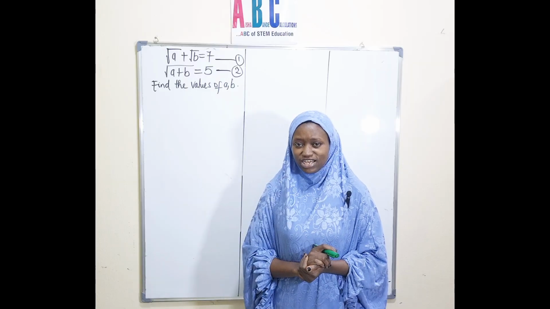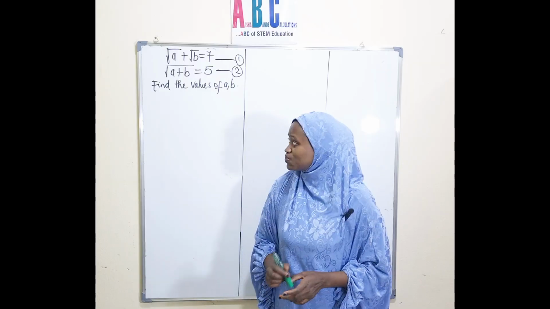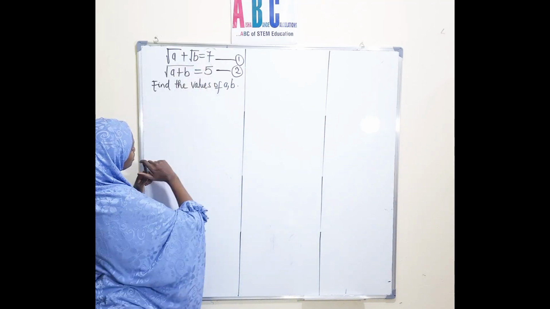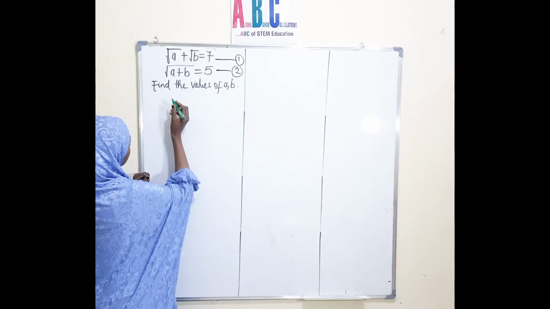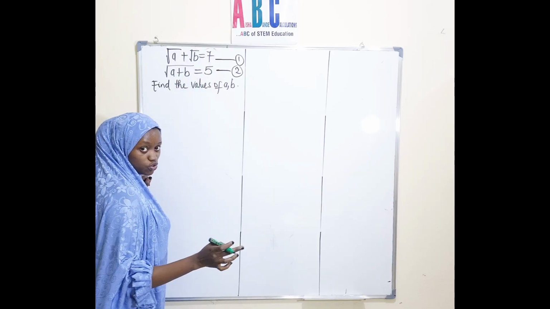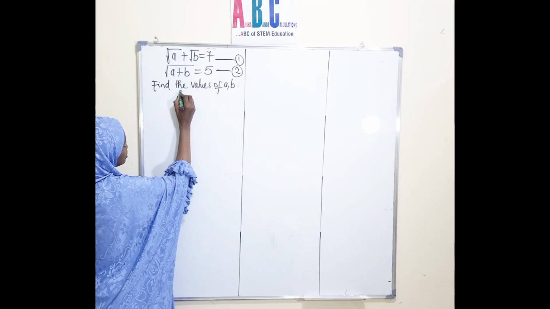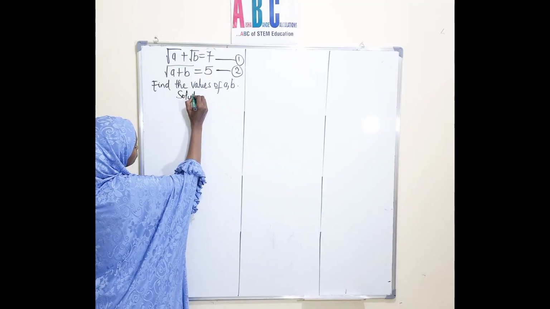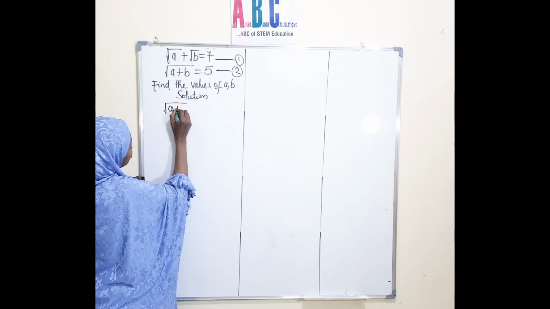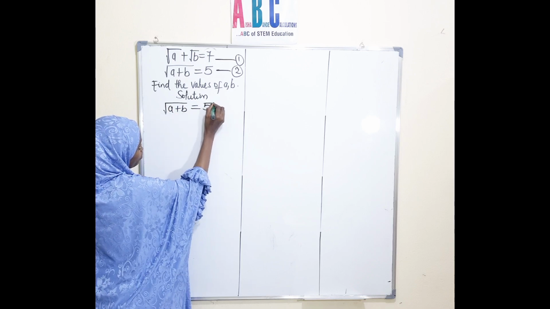Now let's get started. Let's solve this beautiful question on the board. Square root of a plus square root of b is equal to 7, right? And square root of a plus b is equal to 5 as equation 2. Now let's work with the second equation we have. Equation 2 is square root of a plus b is equal to 5, right?